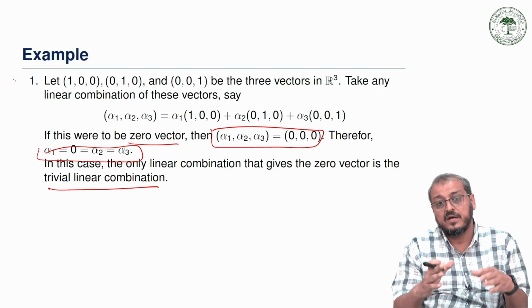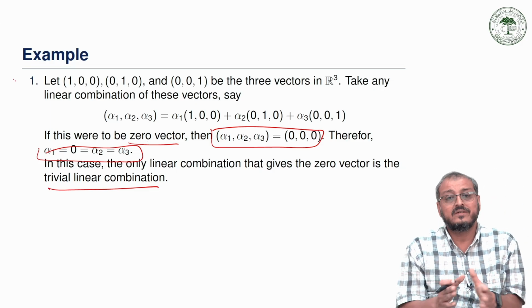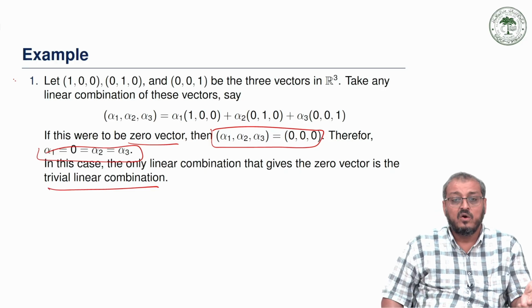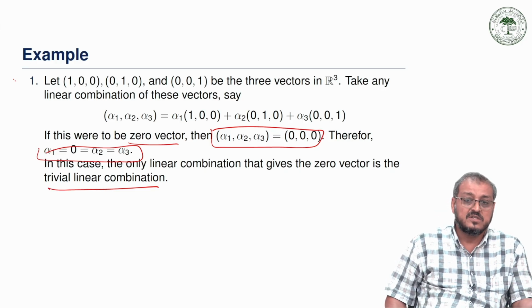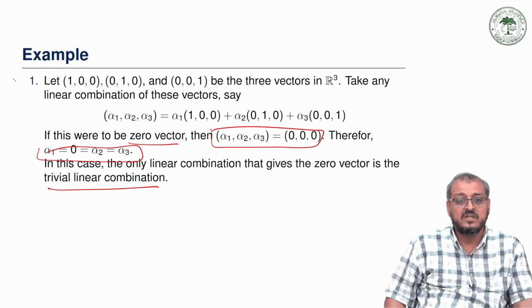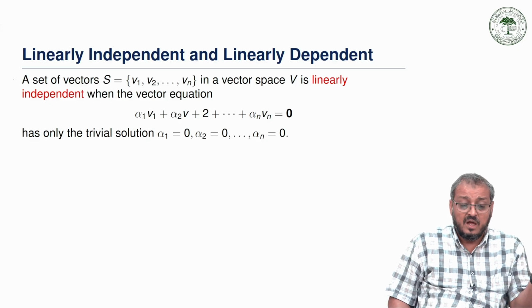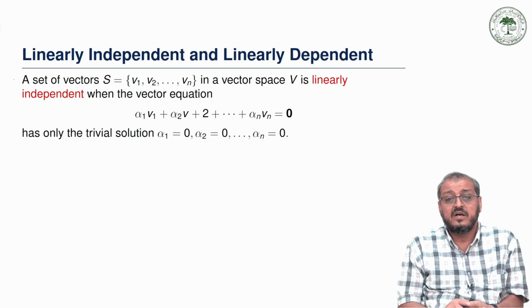One example we take: there is a non-trivial linear combination giving a 0 vector, but in this case we have to take vectors where the only possibility is that the combination is the 0 vector only when alpha 1, alpha 2, alpha 3 are equal to 0. That means this linear combination gives the 0 vector only when it is a trivial linear combination. Now we can define linearly independent or linearly dependent vectors.